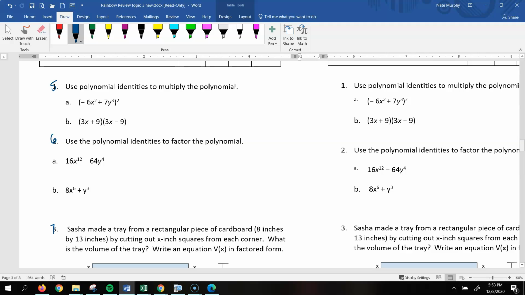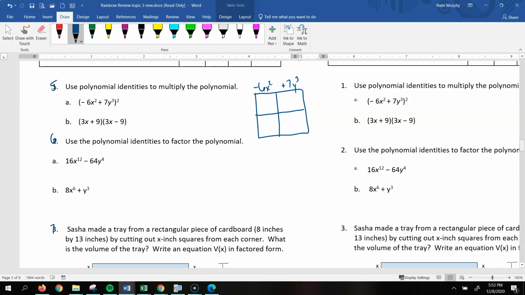Now, you could use the identities that were talked about. I think we didn't emphasize those identities, only because some things are useful and other things are not. This is one of those things where sometimes it's easier to do this. Multiply these together. So we're going to have negative 6x squared plus 7y cubed.